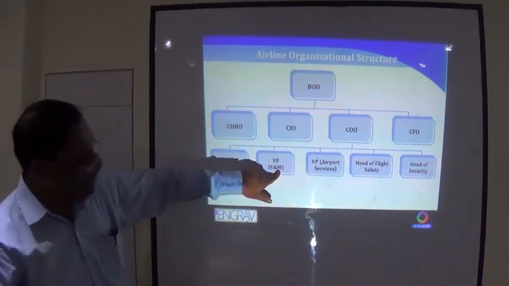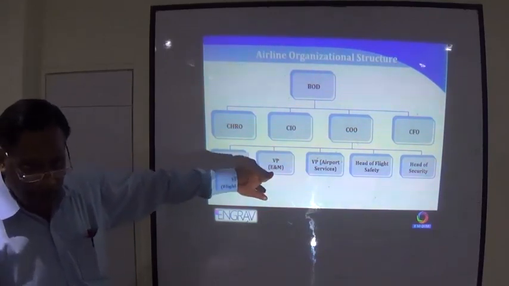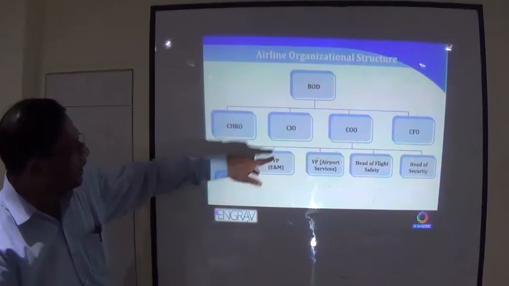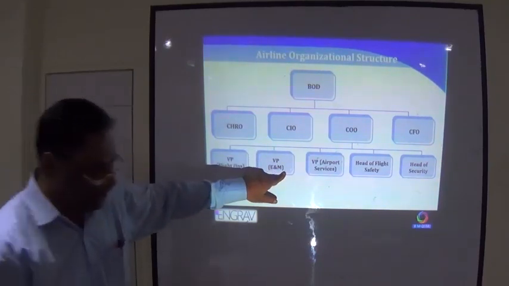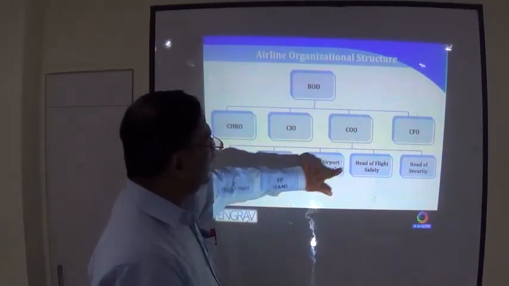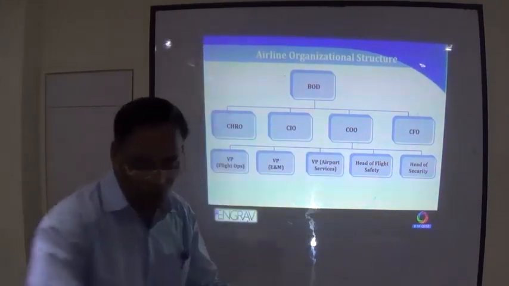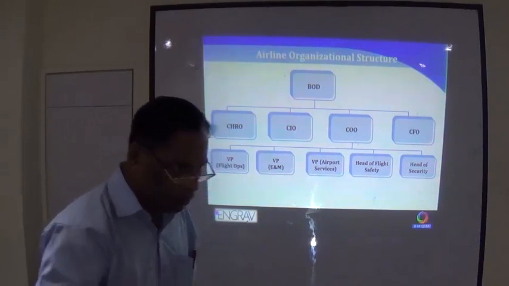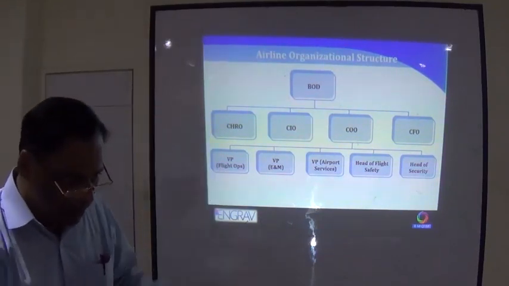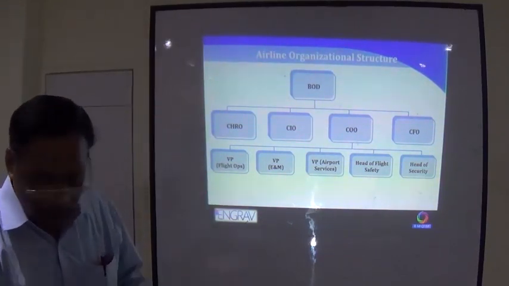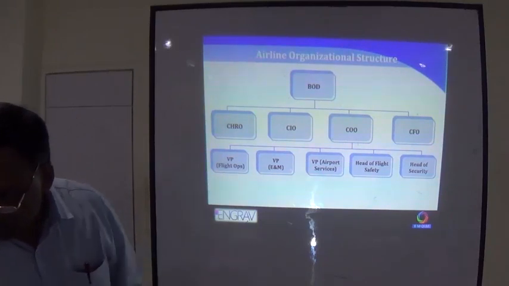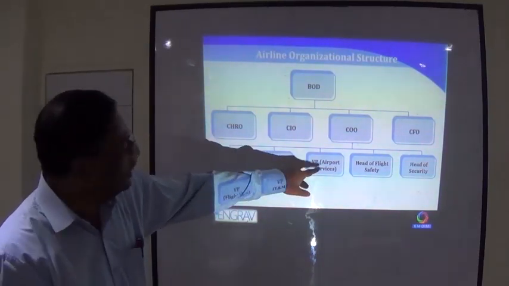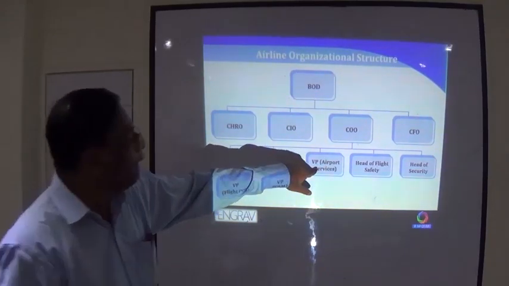Then you have VP Engineering and Maintenance. All the engineering, maintenance, AD, SB, regulatory authority, all that comes under him. Quality assurance. Then you have VP Airport Services. He handles the front office activities in the airline. That is generally what we get to see: the boarding, the check-in counters, the luggage management, managing the buses, the ramp operations. Some people call it VP ramp operations also.